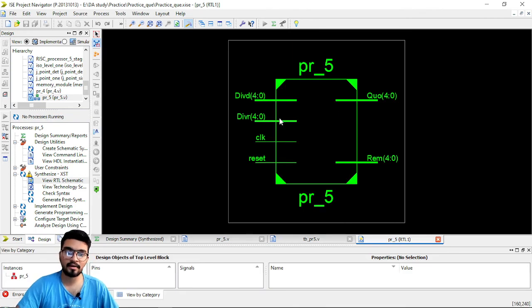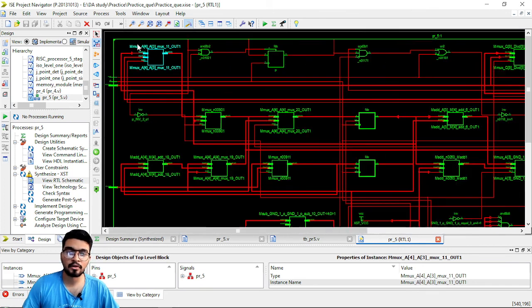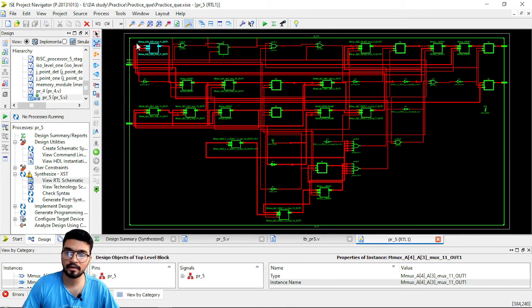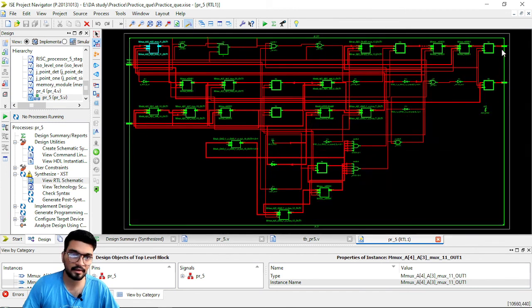Dividend, divisor, clock and reset are the inputs. Of course these bits are customized. Quotient and remainder are the outputs. Double click on this and you will be able to see the RTL schematic. So the RTL schematic of this is also generated, and you can see here the 2 outputs and these are the inputs. Clock, reset, these 2 are dividend and divisor, and then here we have 2 outputs, quotient and remainder. So this is the schematic of it.